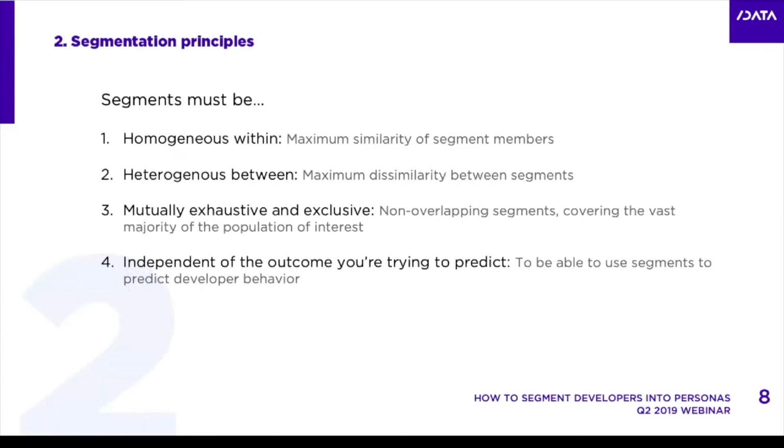Now, to answer that question, we must understand what a good segmentation should look like. These are what I like to call the four pillars of segmentation. In geek language, segments should be homogeneous within. In normal language, that means that members within the same segment should be as similar as possible to each other. Now, similar with respect to what, you may ask, and that is a very good question. Please hold on to it, we'll get there.